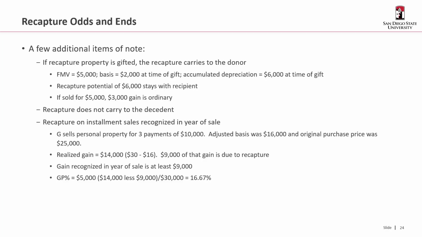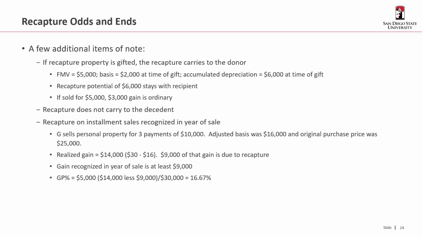G sells property for 3 payments of $10,000. The adjusted basis was 16. The original purchase price of that property was 25. So it must be that if they bought it for 25, the basis is 16. They've depreciated it for 9. The amount realized is 3 payments of $10,000 or $30,000, and we're assuming a reasonable interest rate applies to this installment sale because otherwise we'd have imputed interest problems.